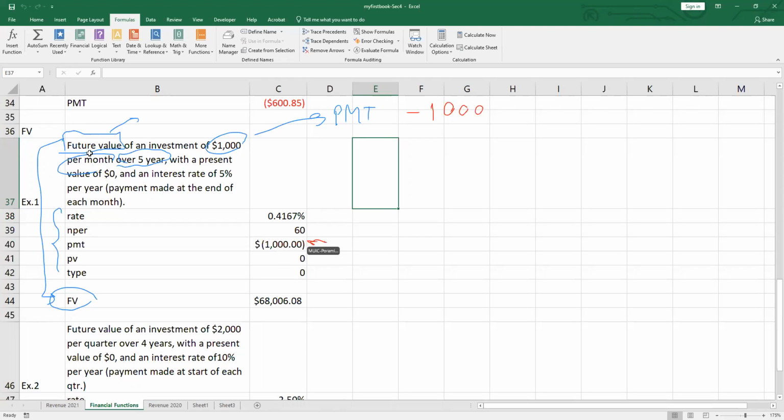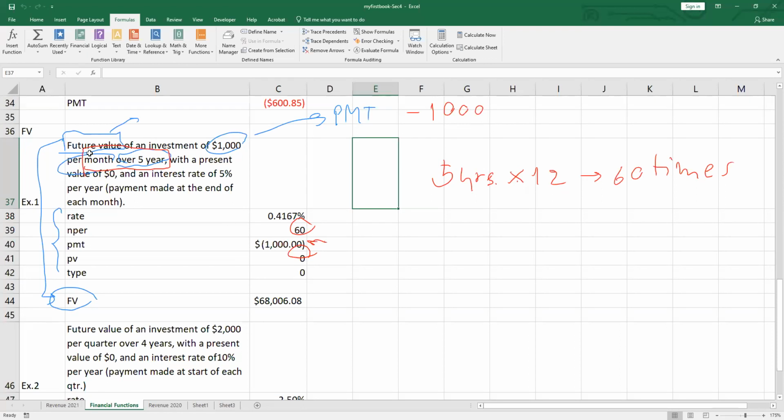After that, you want to pay per month over 5 years. So in this one, nper, or number of periods, must be 5 years times 12, that is 60 times that you have to pay. Present value in this example is zero, which means that today you start from nothing.